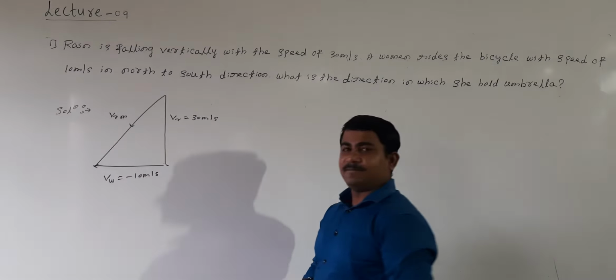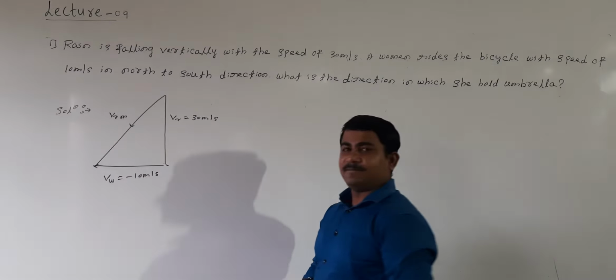Right, students? Then how to take the relative velocity of rain with respect to the woman? VR is the velocity of the rain, which is 30 meters per second. VW is the velocity of the one on the bicycle. Then what is the relative velocity here? The relative velocity is equal to 20 meters per second. Right, this is one. What do we need?